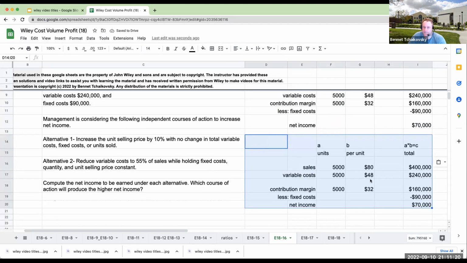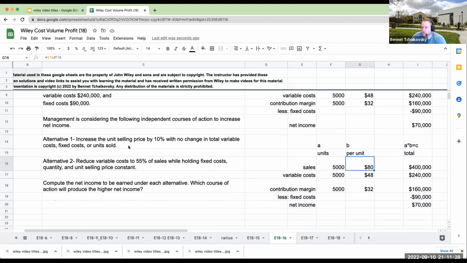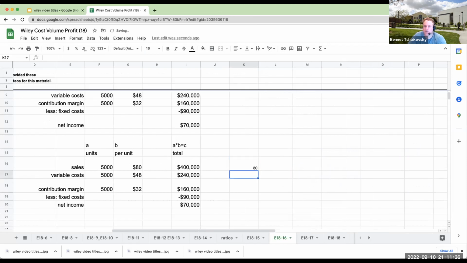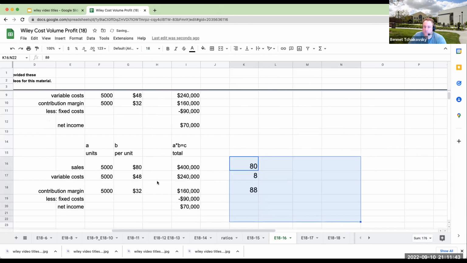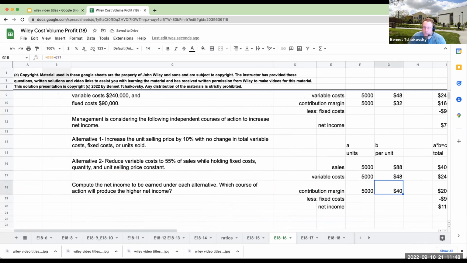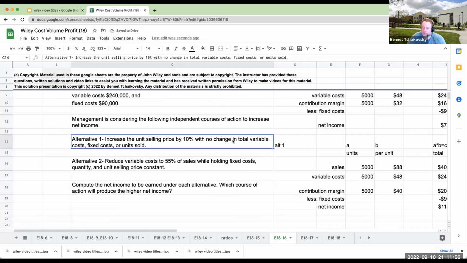Okay, so alternative one: we increase the unit selling price by 10% with no change in variable costs, fixed costs, or units sold. So what's going to happen now is that this is going to go from 80, a 10% increase, or 80 times 0.1, so this is going to give me 88. This is alternative one, with no change in anything else.